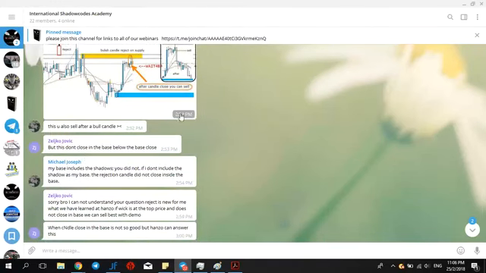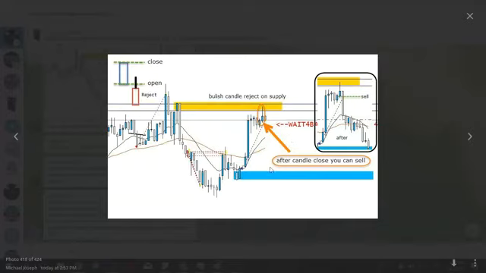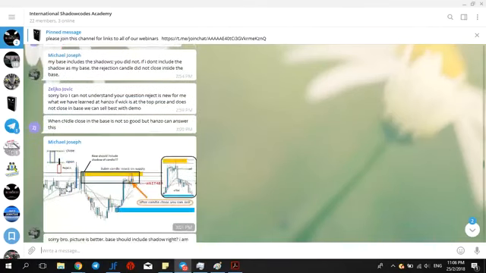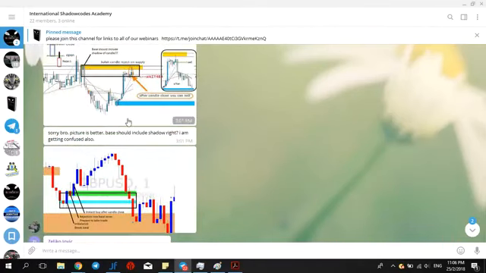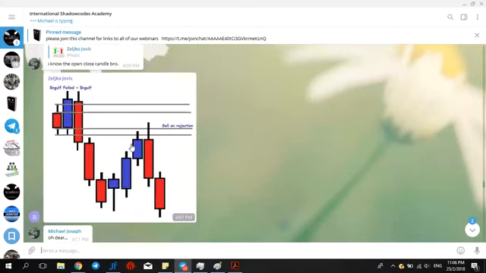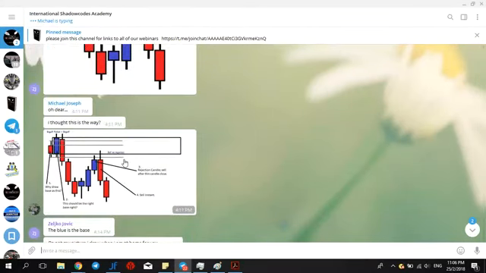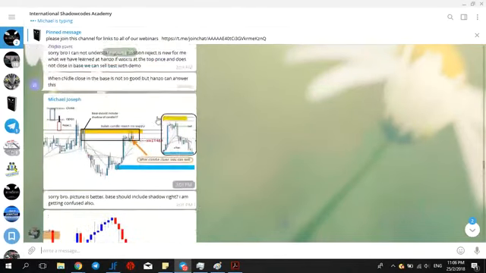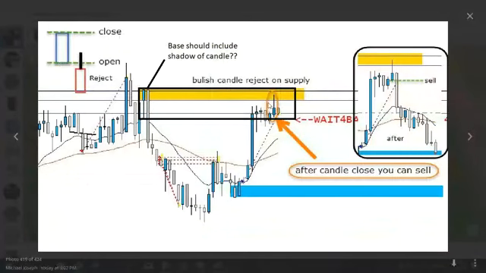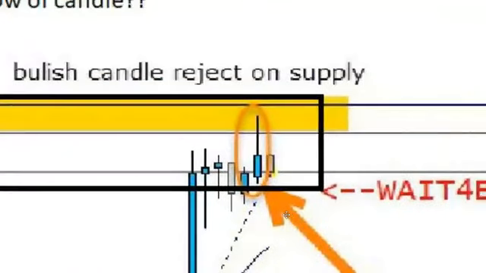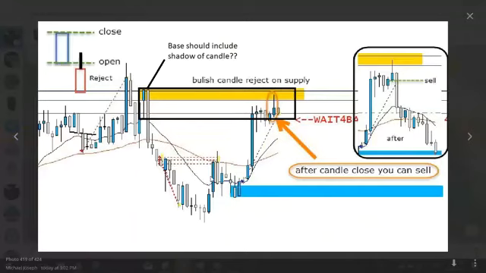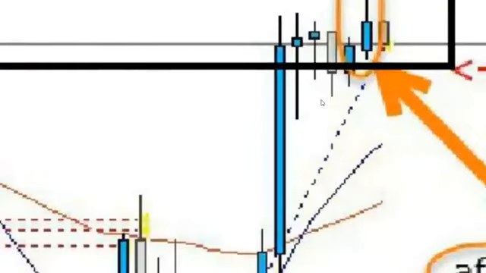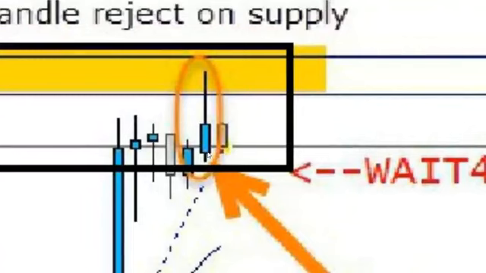Right, this also you see in a bullish candle. This includes the shadow. This one, the illusion. Why draw here? Let me see the question. Okay, I will answer this first. So I was asking, because Zelko said we need to sell after the bearish candle.